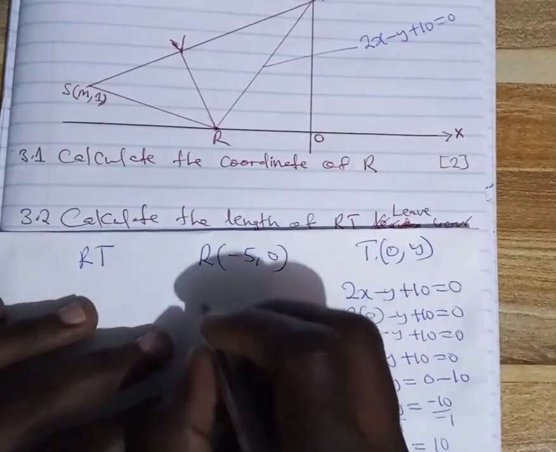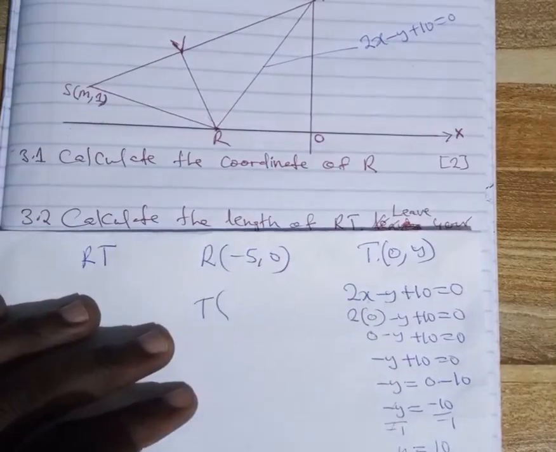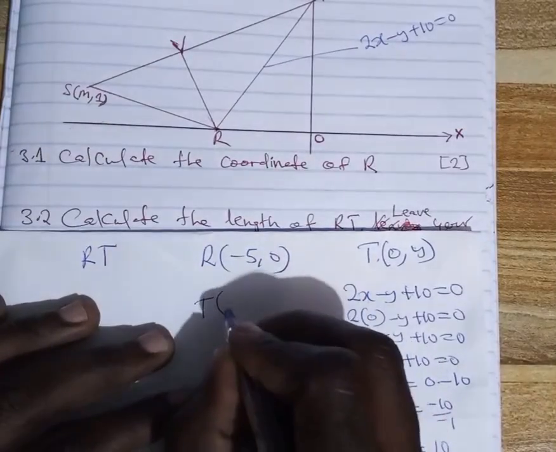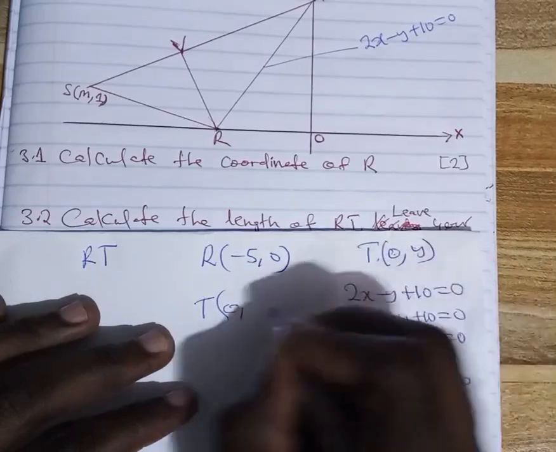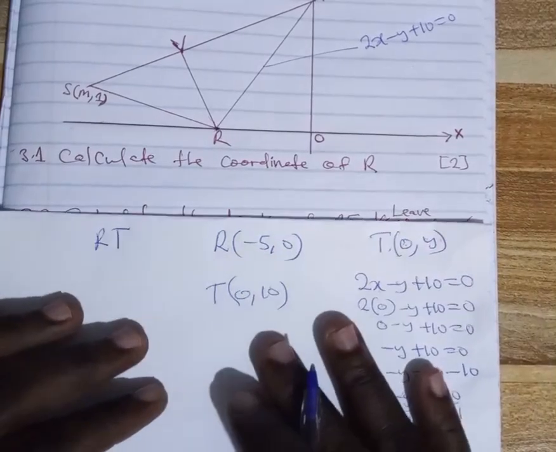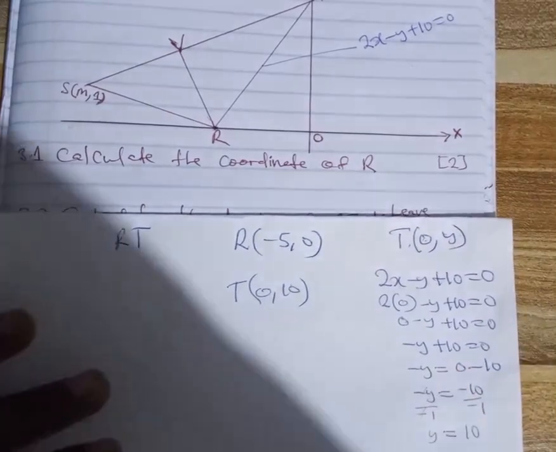So the coordinates of T are (0, 10): x is 0, y is 10. Like that. So we continue.